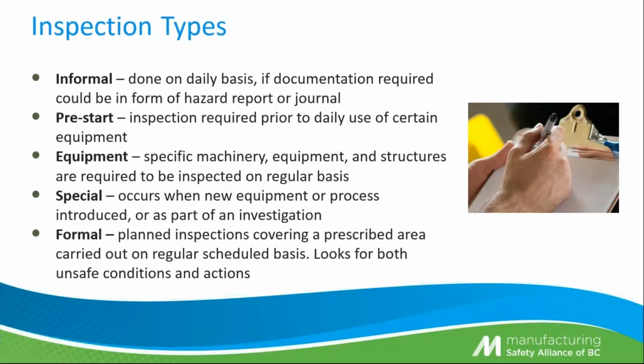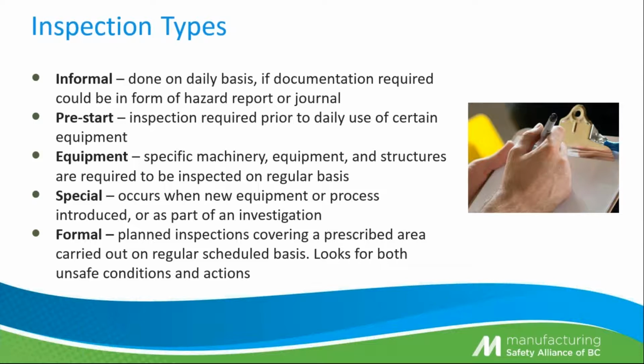So let's touch on the types of inspections. First on the list is informal. These are done on a daily basis, and this can include documentation from hazard reports or supervisor journals, for instance. These are generally walkthroughs through the plant. Pre-start or pre-use inspections are a requirement and are done prior to daily use of certain equipment, such as forklifts or cranes.